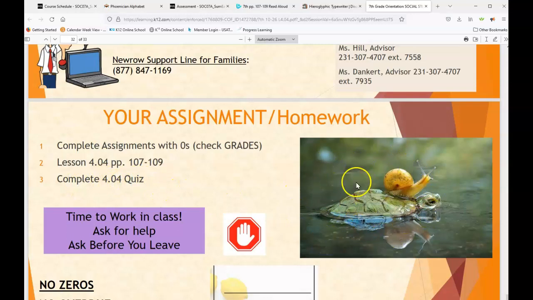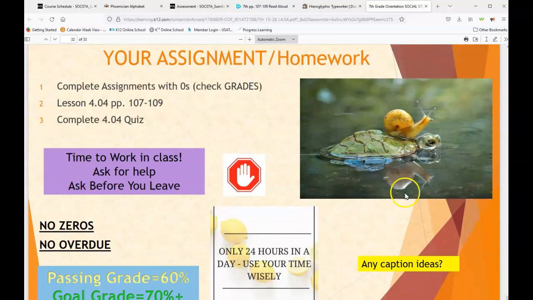And what is this? Do you have any suggestions for what this might be? Any caption? Very interesting.